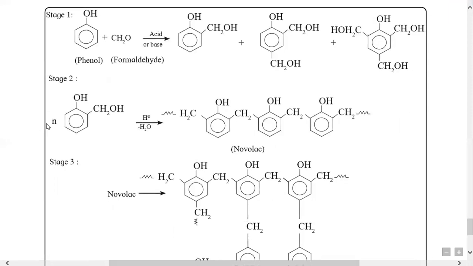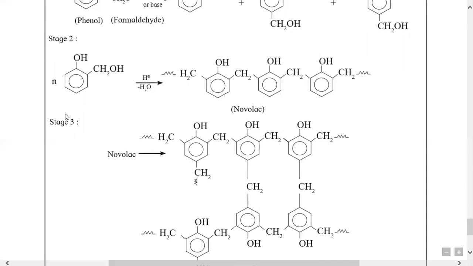Then if we take n times of this phenol containing formaldehyde group at ortho position, in the presence of acid, one H2O molecule is eliminated and this linear type of polymer is obtained by loss of H2O. We get CH2 benzene ring OH, CH2 benzene ring OH, CH2 benzene ring OH. So in this way, this linear polymer is obtained, that is called novolac.